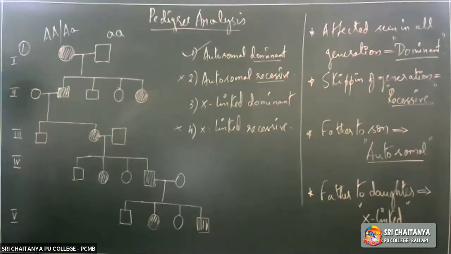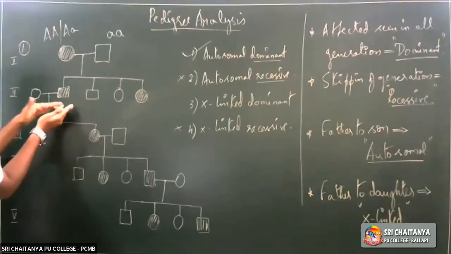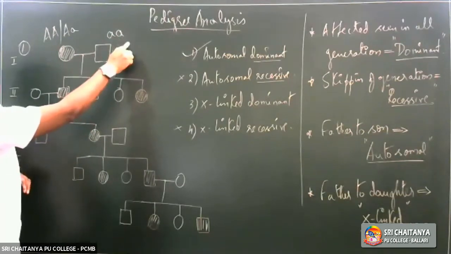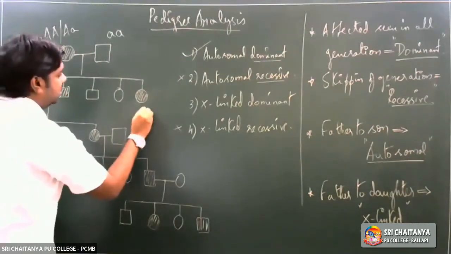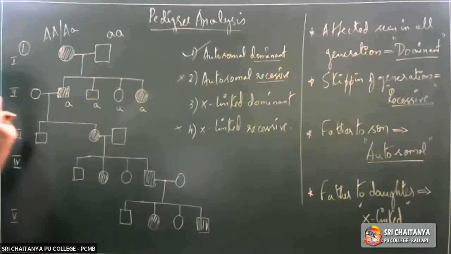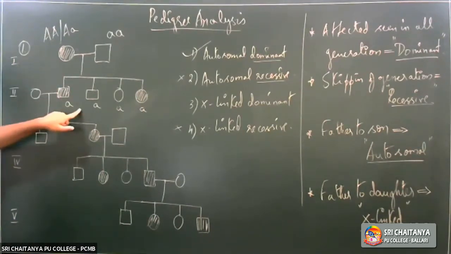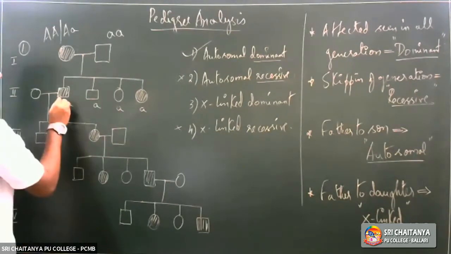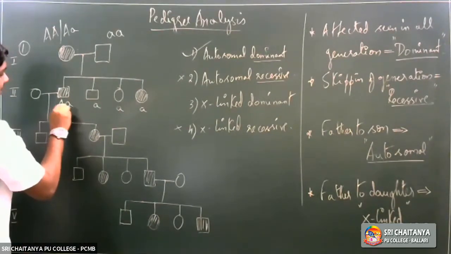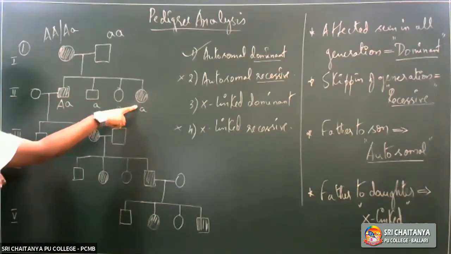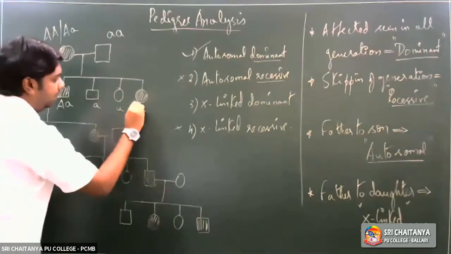Next, talking about the second generation. Since we know the father is homozygous recessive, the father will definitely give a recessive allele to all of his children. Now, what allele will the mother give to the children here? Since the first son is affected, the mother should give a dominant allele. Here also the daughter is affected, so the mother should give a dominant allele here also.